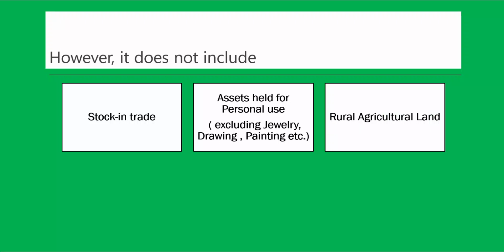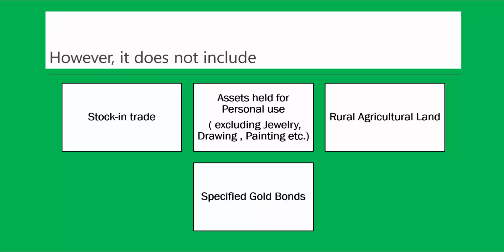Then rural agricultural land. If you have land in a rural area, not urban, that is also not included in the definition of capital asset. Then some specified gold bonds. So these are certain exclusions.